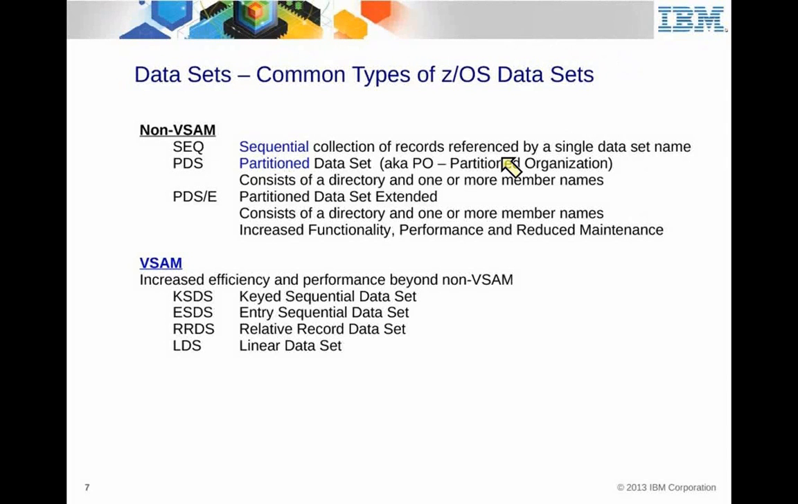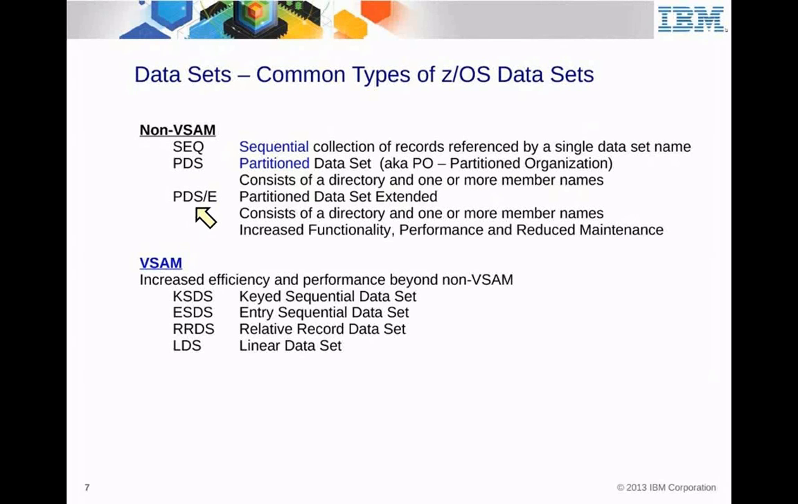So a sequential has a single data set name, and if you look at that data set name, you find a collection of records, whether it be a program, whether it be an executable, whether it be just data. Then we came up with something called a PDS, a partitioned data set. It has something we refer to as a partitioned organization. It consists of a directory, and so the data set name, if you go to look at it, has members inside of it. You look at the member, and the member has the records.